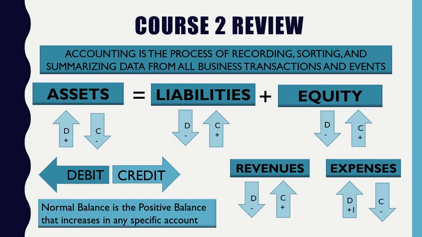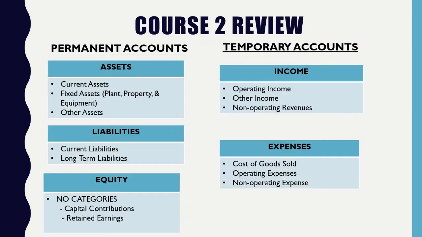Okay, so just know. And then here I have a short graphic depiction of your debits increasing your assets and your expenses, while the credits increase my liabilities, equity, and revenues. All right. And then you also need to know the categories of your specific account types. Understand that your assets, liabilities, and equity are your permanent accounts, while your revenues and expenses are your temporary accounts.